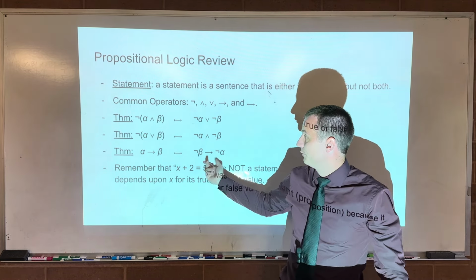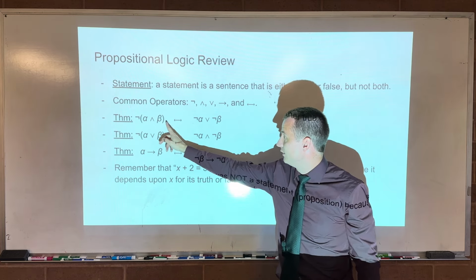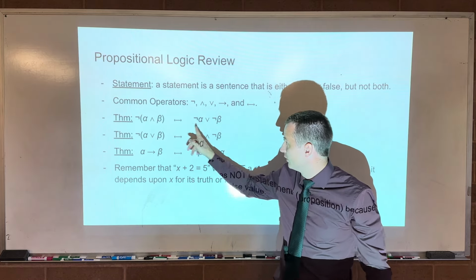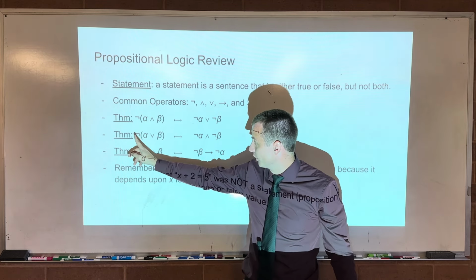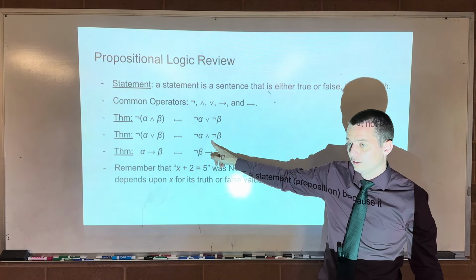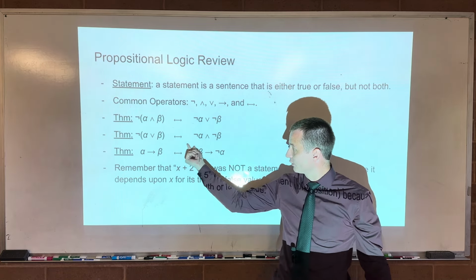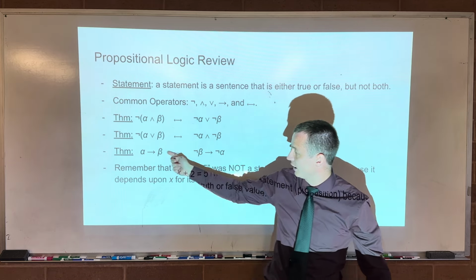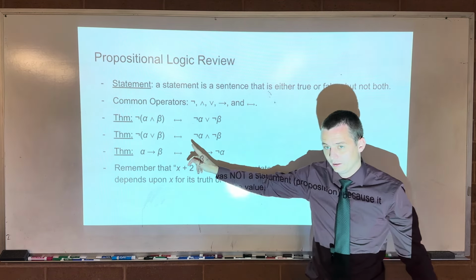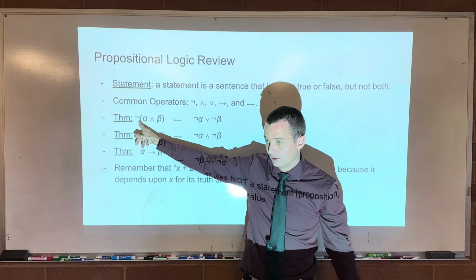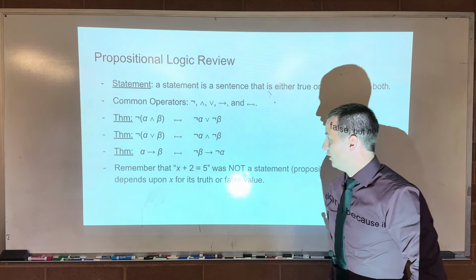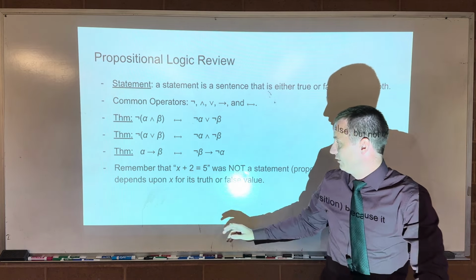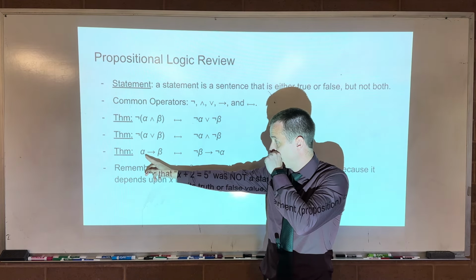Some of the basic theorems we proved last time: not (alpha and beta) is the same thing as not alpha or not beta. When you distribute a not over an and, it turns it into an or. Similarly, when you distribute a not over an or, it turns it into an and. You can also factor out a not. I can have not alpha and not beta, and I can factor out the not, and that's the same thing as not (alpha or beta). So when you distribute it in or factor it out, you switch your ands to ors or your ors to ands.